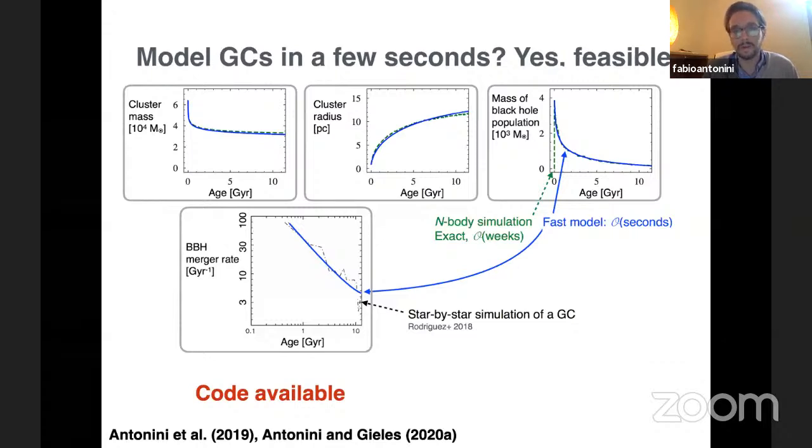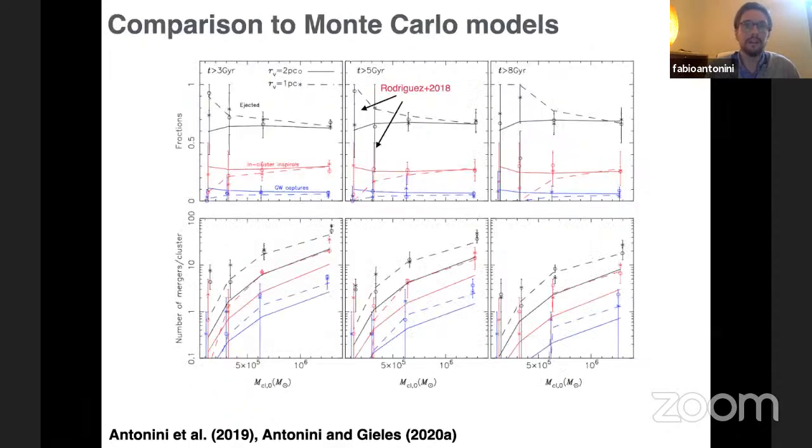What is surprising, or remarkable if you want, is the lower panel, which shows the binary black hole merger rate for this specific cluster model as a function of time, compared to the results from a star-by-star Monte Carlo simulation of globular clusters from Rodriguez et al. 2018. Also, Surab contributed to this paper. And it is remarkable that our simple model reproduces so well the binary black hole merger rate found in these simulations.